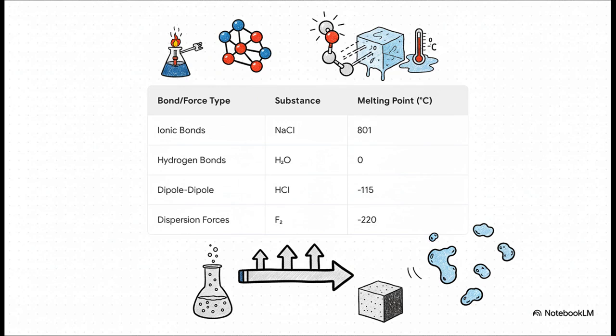You can see the real-world effect right here. I mean, look at fluorine. It's only held together by those weak dispersion forces, and it melts at a crazy cold -220 degrees Celsius. Now, compare that to water, with its powerful hydrogen bonds melting at a familiar 0 degrees. The stronger the force between the molecules, the more energy it takes to pull them apart, and that means higher melting and boiling points. It's a direct link.